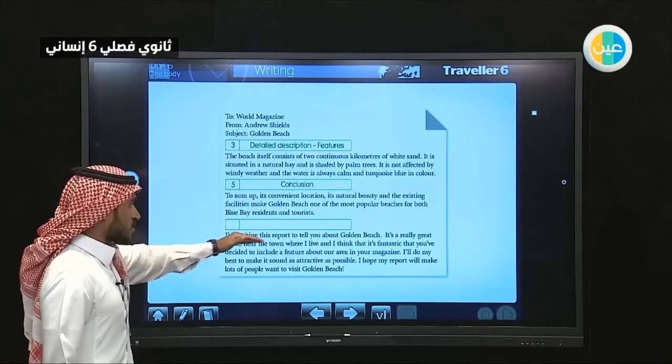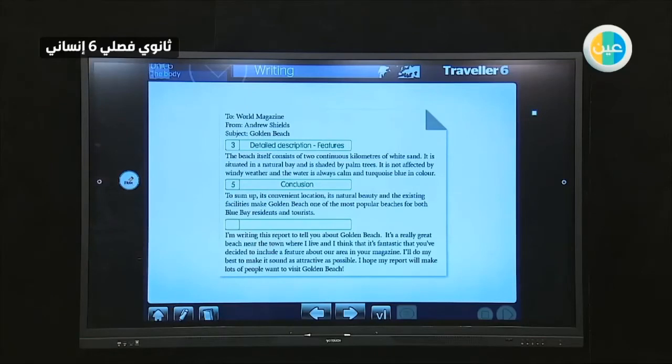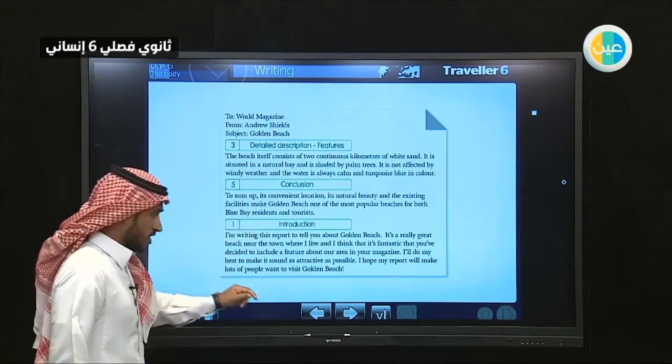I'm writing this report to tell you about Golden Beach. It's a really great beach near the town where I live, and I think that it is fantastic that you have decided to include a feature about our area in your magazine. I will do my best to make it sound as attractive as possible. I hope my report will make lots of people want to visit Golden Beach. This is, I guess, the introduction.